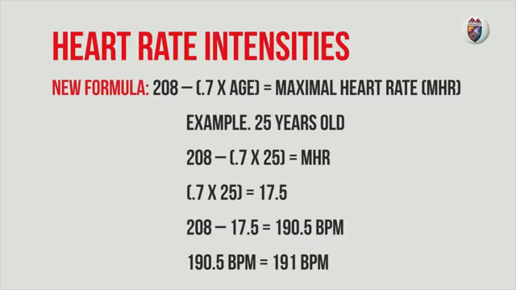What does this value mean? 191 beats per minute means that during an exercise activity, this is the only level that your heartbeat range must be in. Should you exceed beyond this heart rate level, it will become very dangerous to your heart and it might cause you to faint or experience certain heart complications.